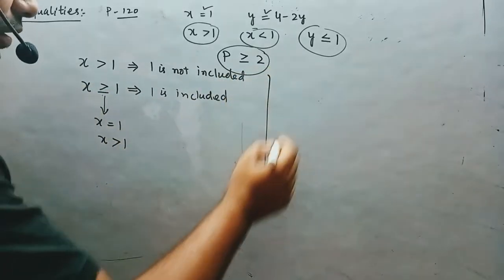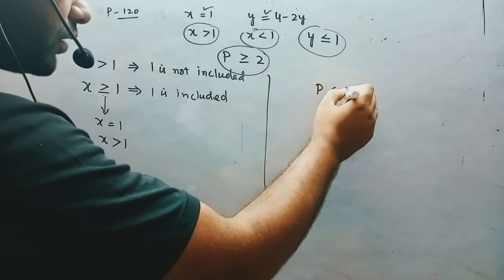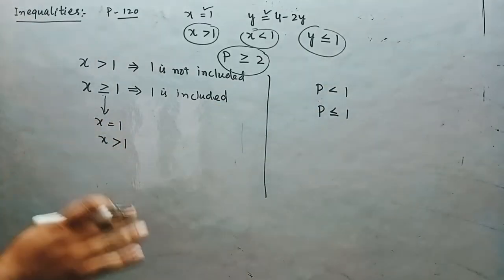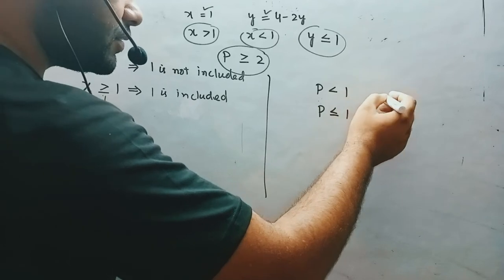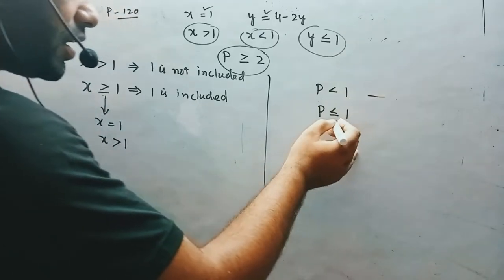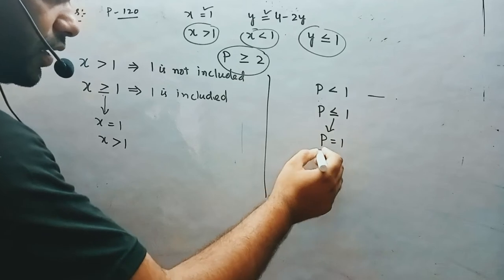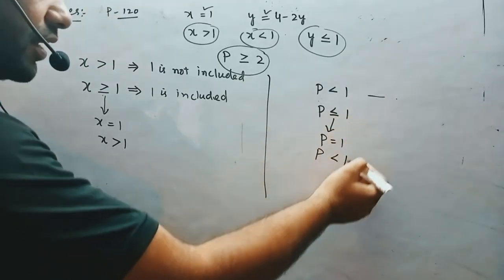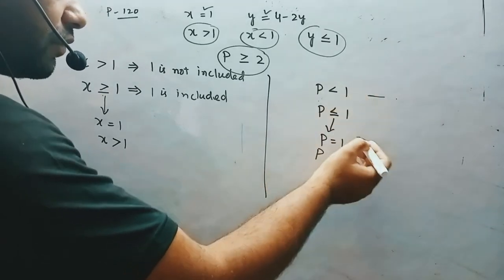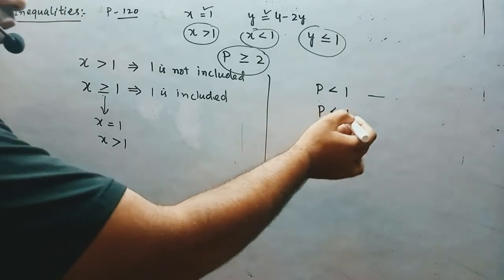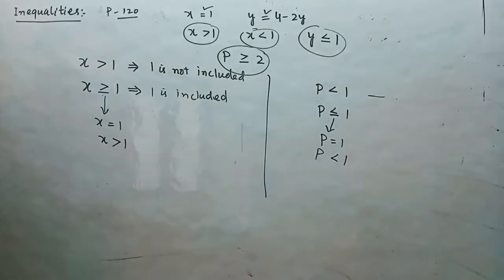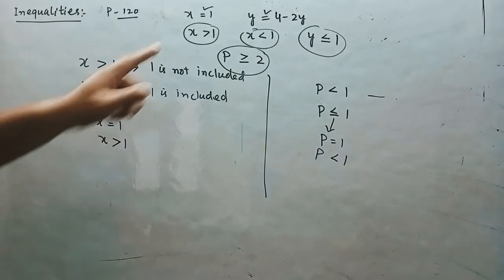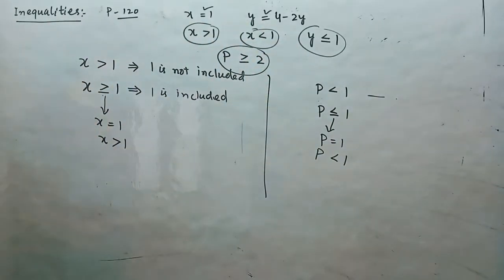Once again, if I have p is less than 1 and p is less than or equal to 1, here it is not necessary it should be 1, it can be any value less than 1. Here this statement means first p is equal to 1 and p is less than 1. 1 is included in this inequality and here 1 is not included. From 1 onwards it will have values including 1. From 1 onwards on the left side of the number line it will have values, but 1 is not included. So these are the inequalities because they are not equal.